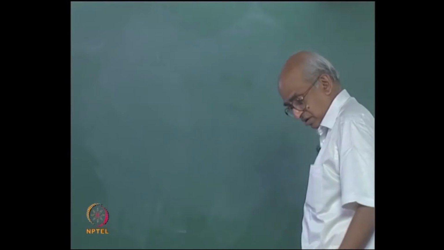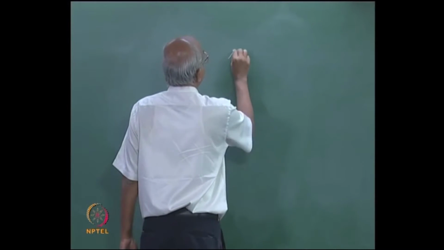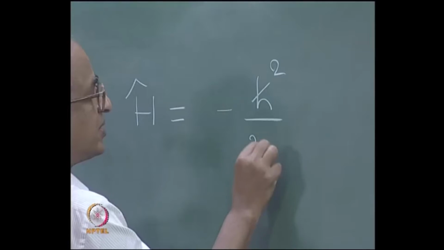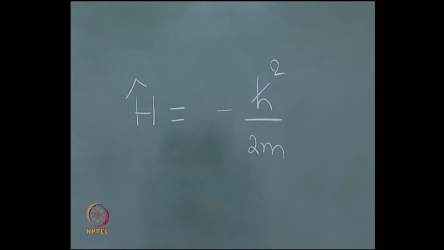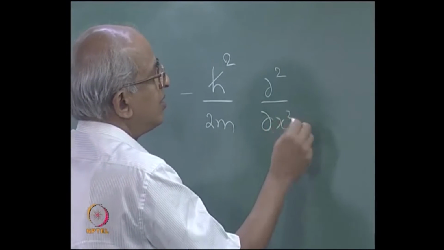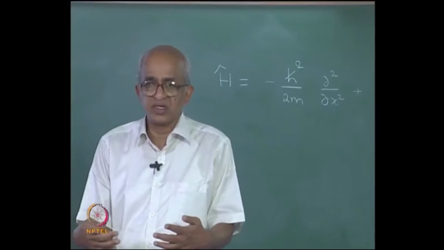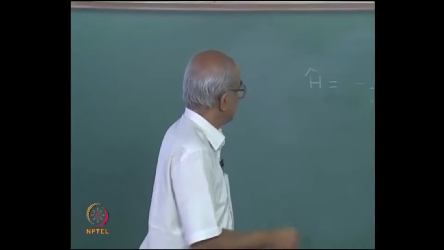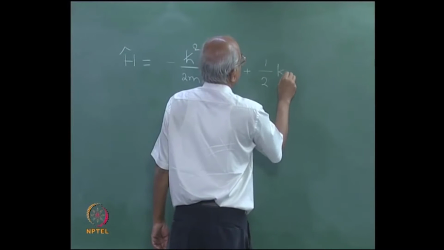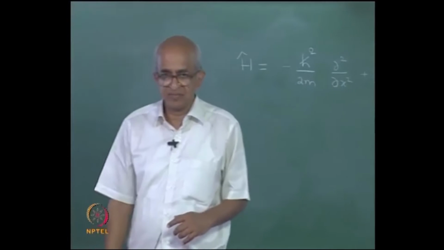So, if you think of the Hamiltonian operator for the harmonic oscillator, we saw that the expression for it is given by minus h cross square by 2m, del square upon del x square. This comes from the kinetic energy of the particle, and then in addition we have the potential energy occurring in the Hamiltonian operator, and for a harmonic oscillator the potential energy is actually given by 1 by 2 k x square, where k is known as the force constant for the harmonic oscillator.